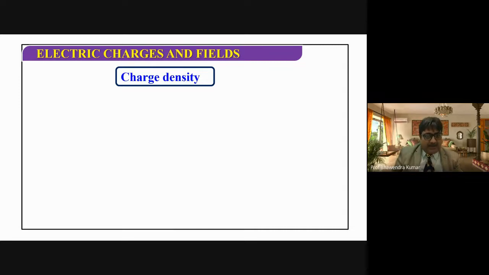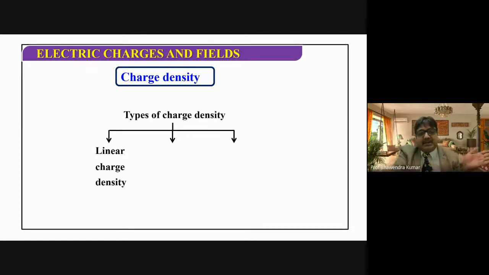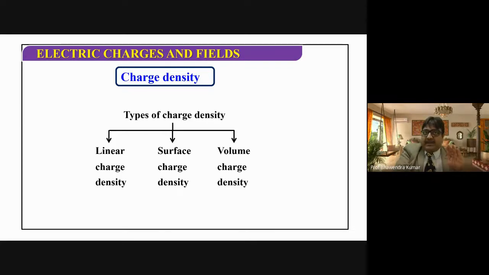But it is possible that the charge is distributed as a continuous distribution, right? Suppose the charge is held by this rod, right? So I cannot say that the charge is present at a specific point A or at a specific point B. The charge is present everywhere between point A and B of the rod. Okay. So there are three types of charge density. One is the linear charge density. When we assume charge is distributed along a line, there can be surface charge density when it is distributed over an area, or it can be volume charge density when it is distributed over a volume. Okay.